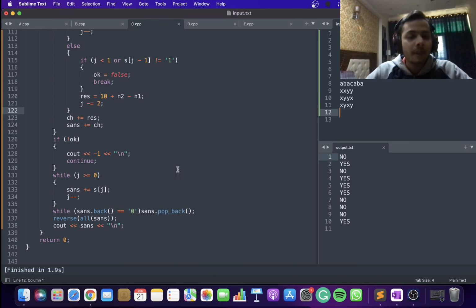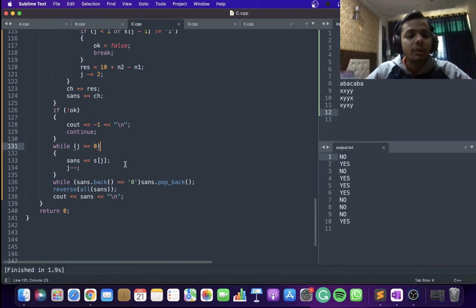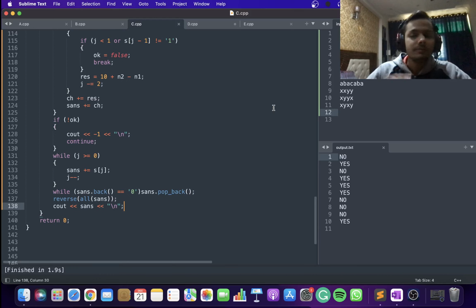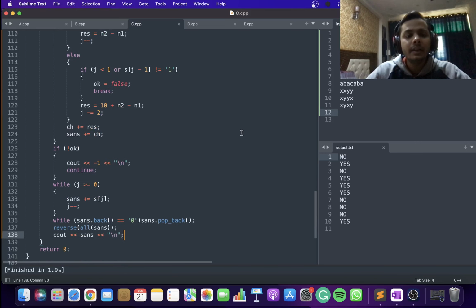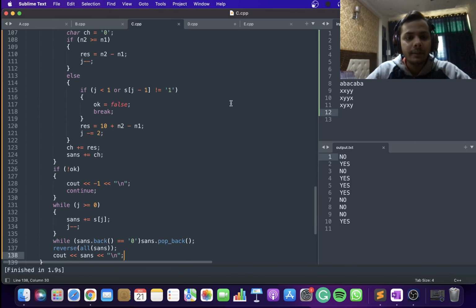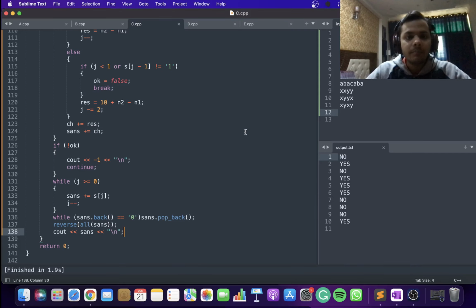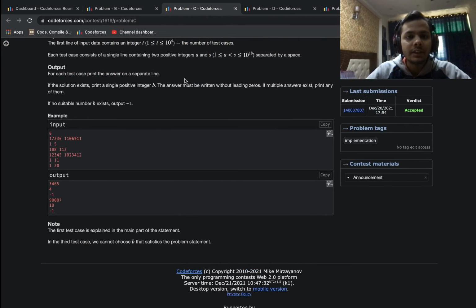Hope this makes sense. So yeah, also another thing to notice is that our answer cannot have leading zeros. So if I'm getting leading zeros, I will just pop them out, right? And then I will reverse my answer, and I will output my final answer. And that's about it. That completes the solution to problem C. I hope this makes sense to you guys. Yeah, this is it. Let's move forward with the next problem.